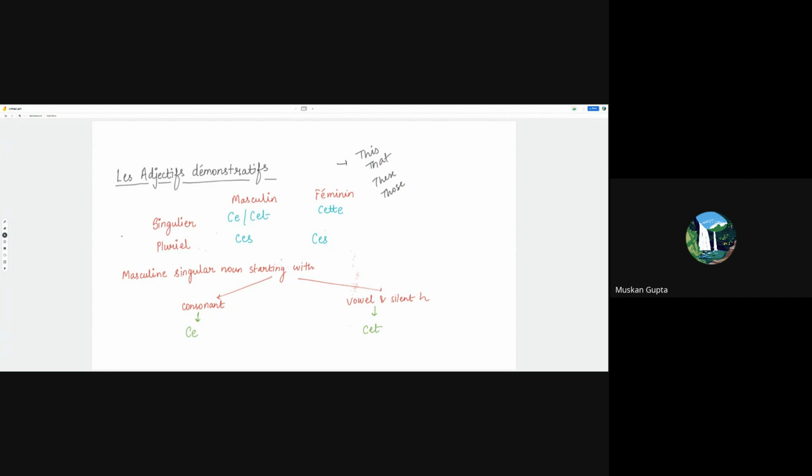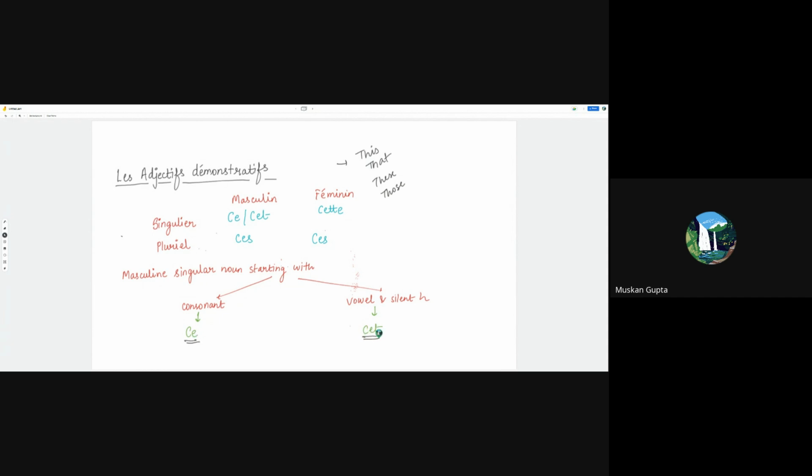Now, moving on, we have a table for that. If it's masculine singular, we have ce or cet. How do we use it? Ce is used when the masculine singular noun is starting with a consonant. If it's starting with a vowel or silent h, then we use cet.